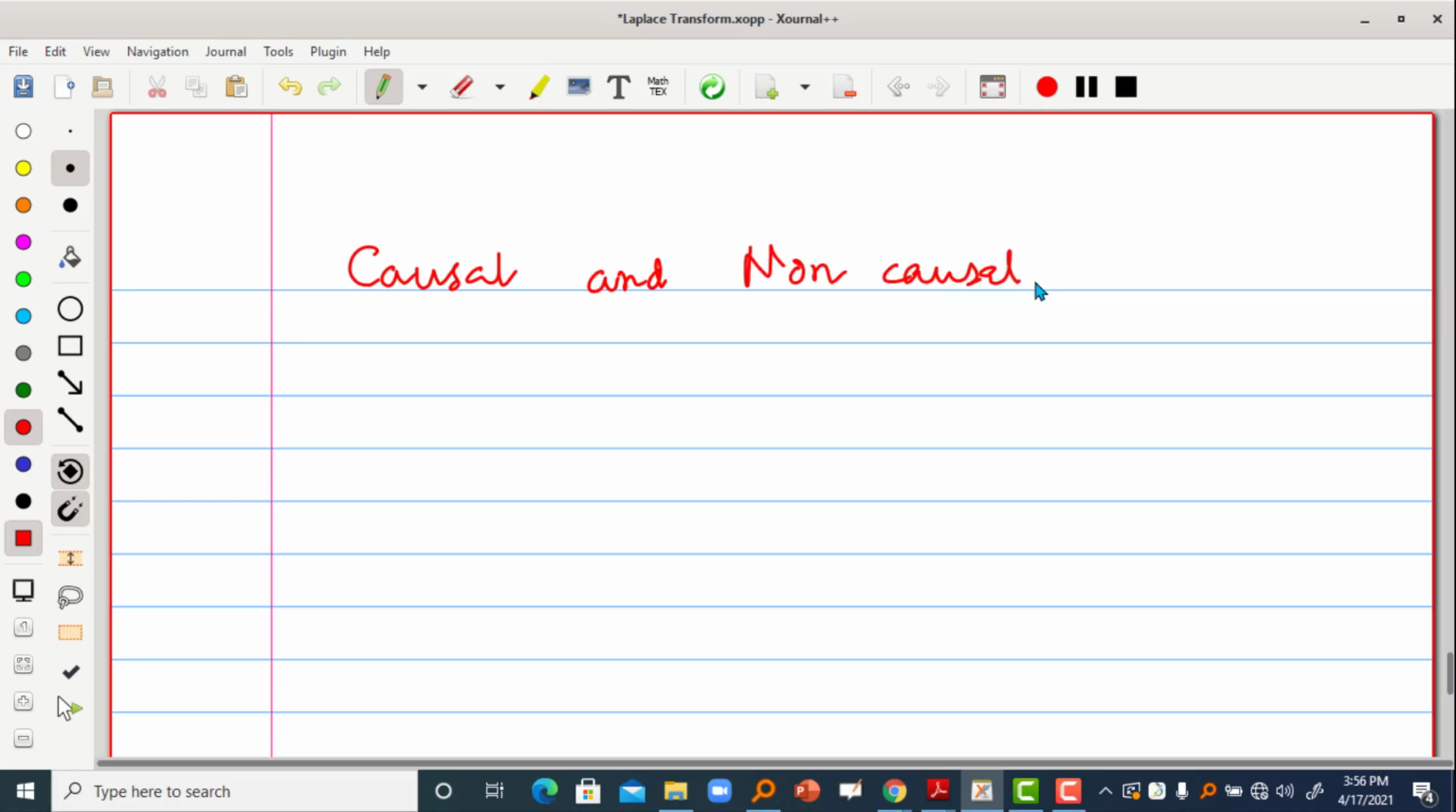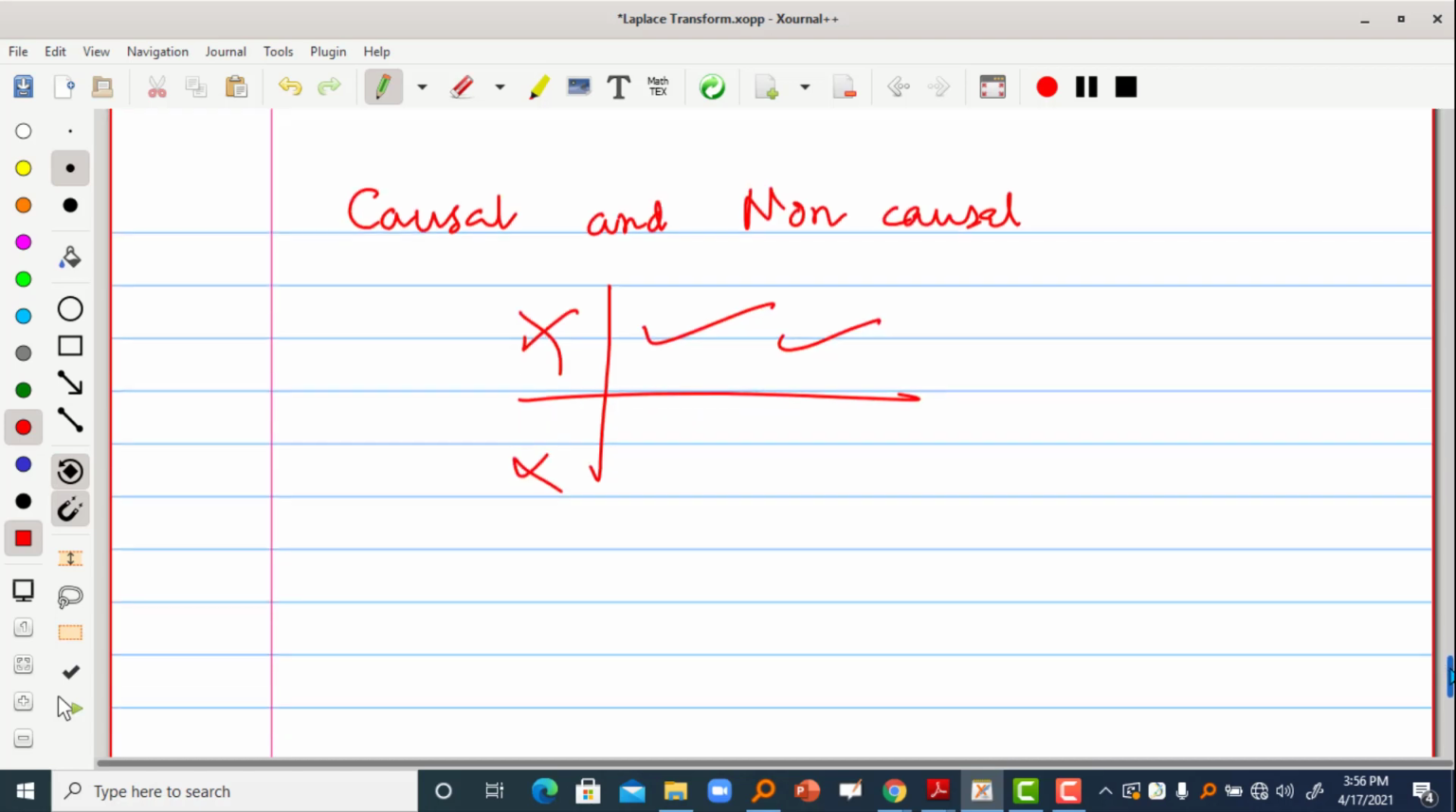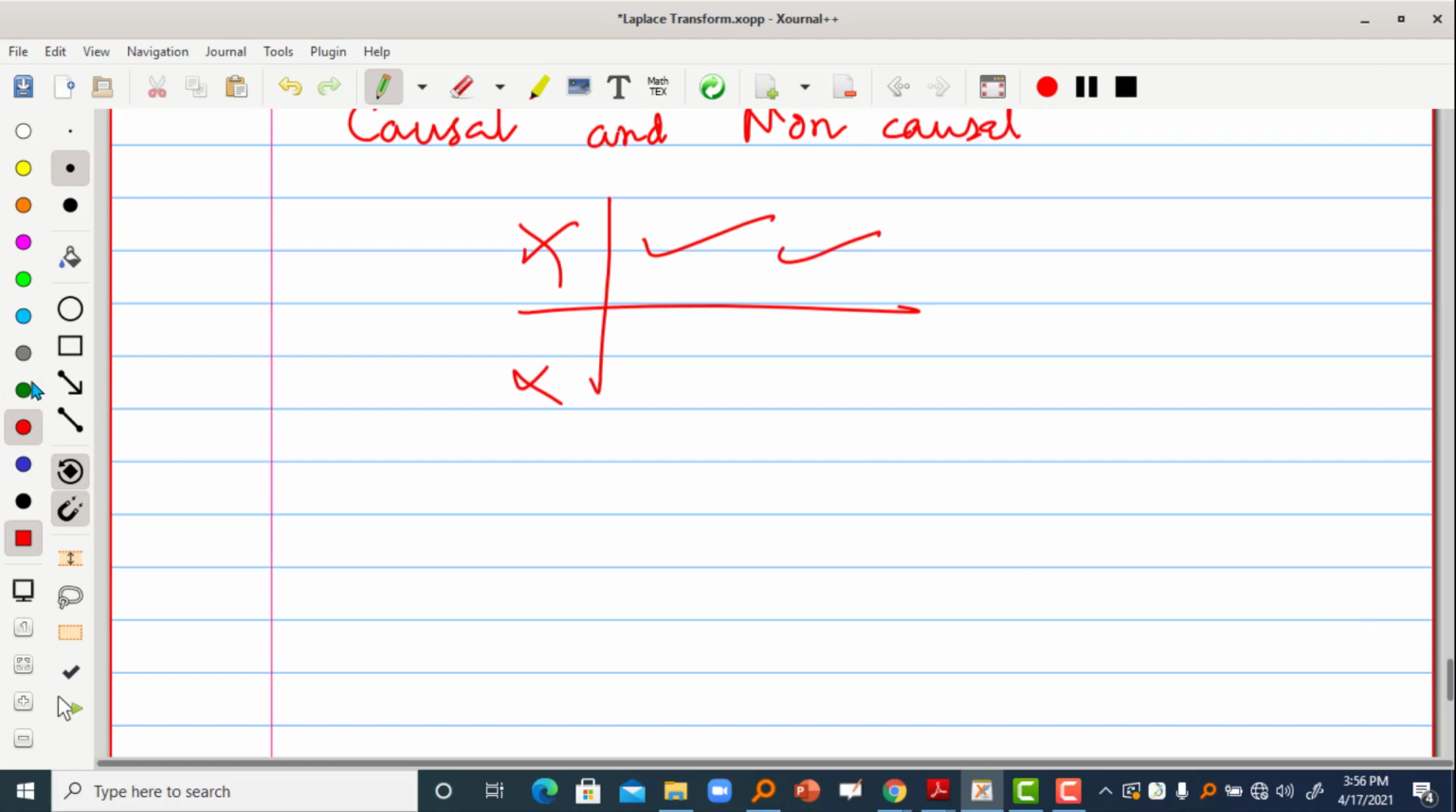So what is a causal signal? A signal which exists only for t greater than 0. And what is a non-causal signal? A signal which exists for both time t greater than 0 and less than 0, and time t equal to 0. So if we are restricting our signal to only the causal type, if you are saying that our signal only exists in the positive time axis and does not exist in the negative time axis, then we can remove the confusion here. For example, for e power minus a t u of t, this is a causal signal, and its Laplace transform is 1 by s plus a. No need to specify the region of convergence.